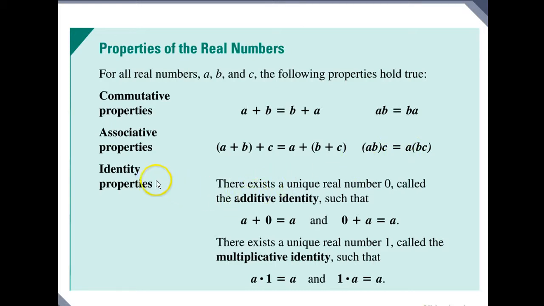Now we have two identity properties. One of addition, that's this one. You can add 0 to any number and it just stays the number. Now the multiplicative identity is you can multiply anything by 1 and it's still the same value. Some of these hopefully are triggering memories, and you say, oh yeah, I remember that.